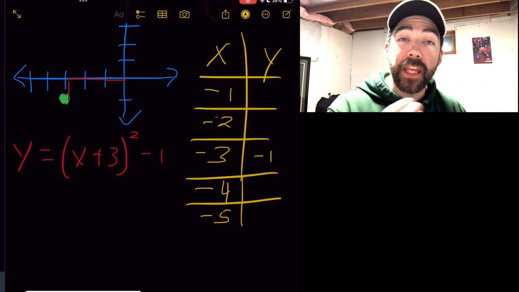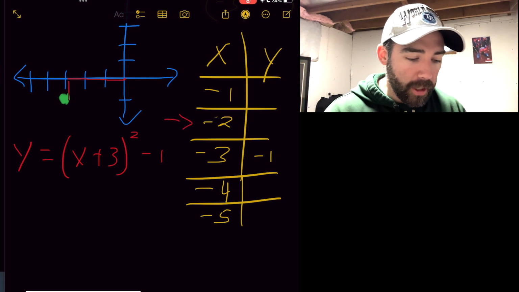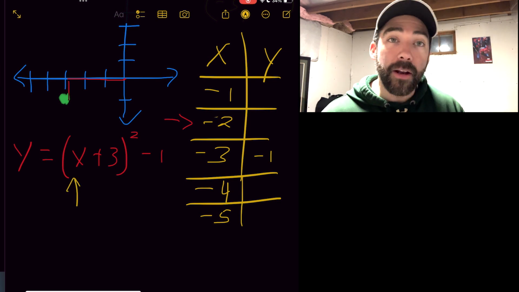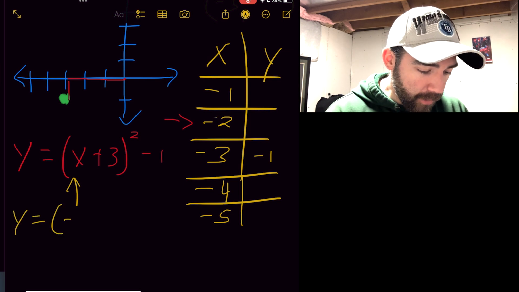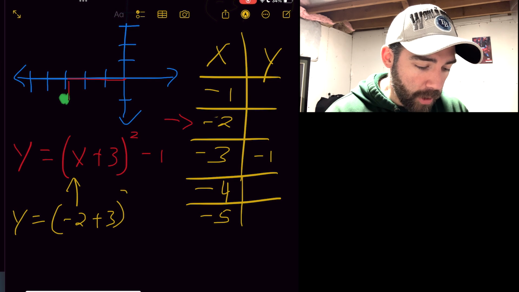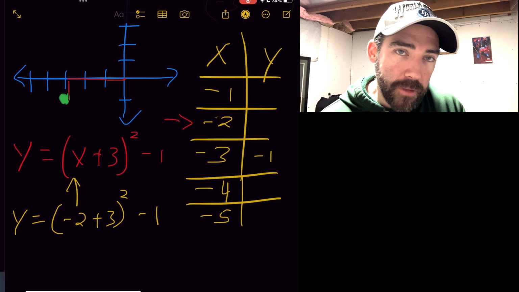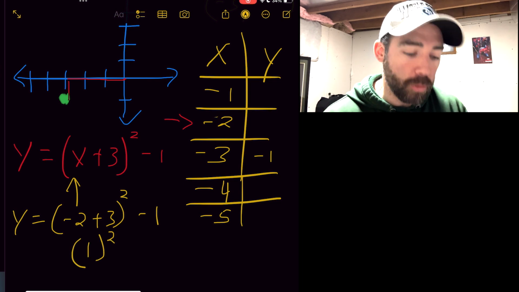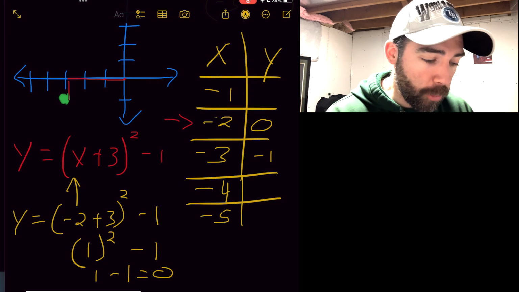So all we got to do is plug in these x values, like this guy right here, into this equation right here for x, and we'll get it. So if we plug it in, y equals -2 plus 3 squared minus 1. Well, let's solve it, right? Do the parentheses first. -2 plus 3 is +1. +1 now squared is still 1. 1 minus 1 equals 0. Boom. We have our next point.